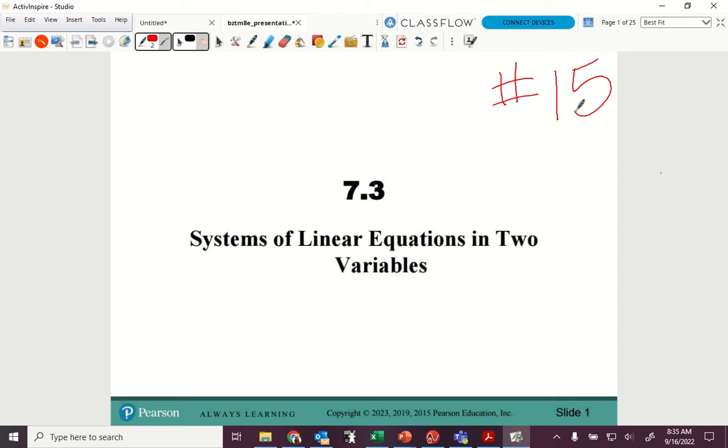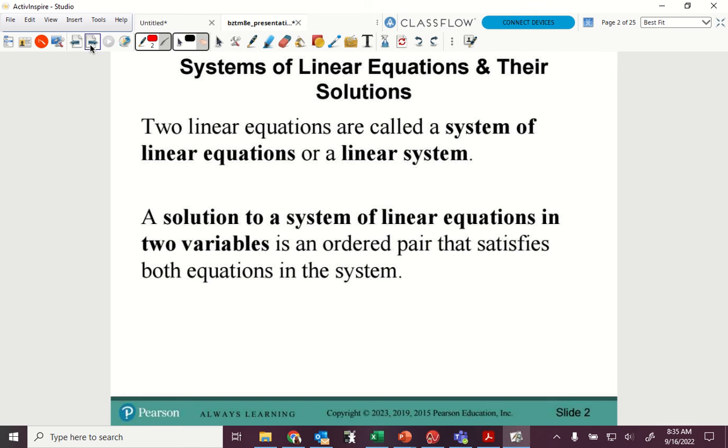Systems of linear equations in two variables. Systems of linear equations and their solutions. Two linear equations are called a system of linear equations, or a linear system. A solution to a system of linear equations in two variables is an ordered pair that satisfies both equations in the system. Now, what that says is you're going to get an answer.